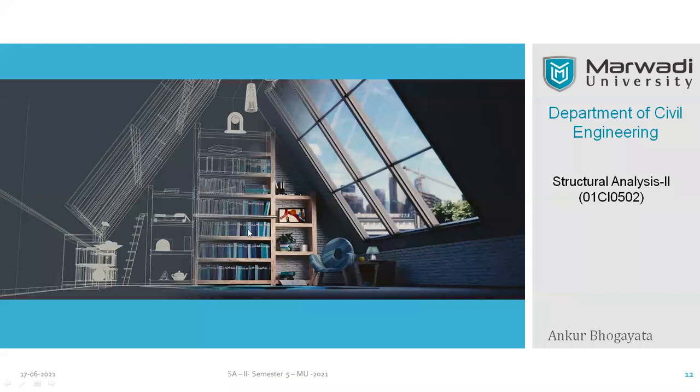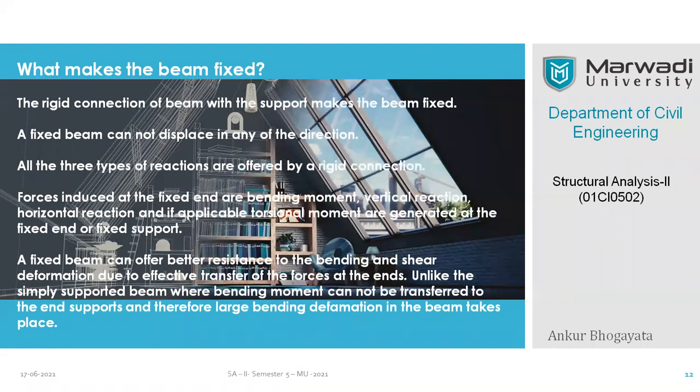So what are the spatial features of the fixed beam? What makes the beam fixed? Let's go through that. I hope you are clear on visualization of the fixed beam. Okay, so the rigid connection of the beam with the support makes the beam fixed. That is the primary criteria. The connection of the beam with the support, or maybe another member, makes the beam fixed. So the key word is rigid connection. You must have a rigid connection, and I hope you know the meaning of rigid connection.